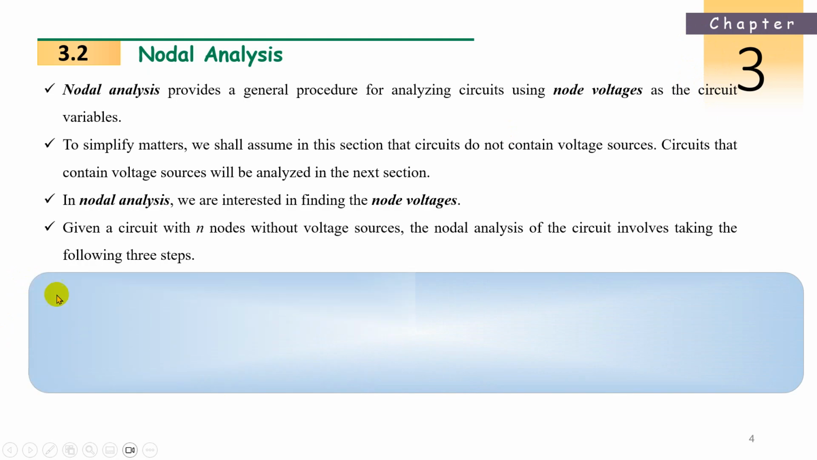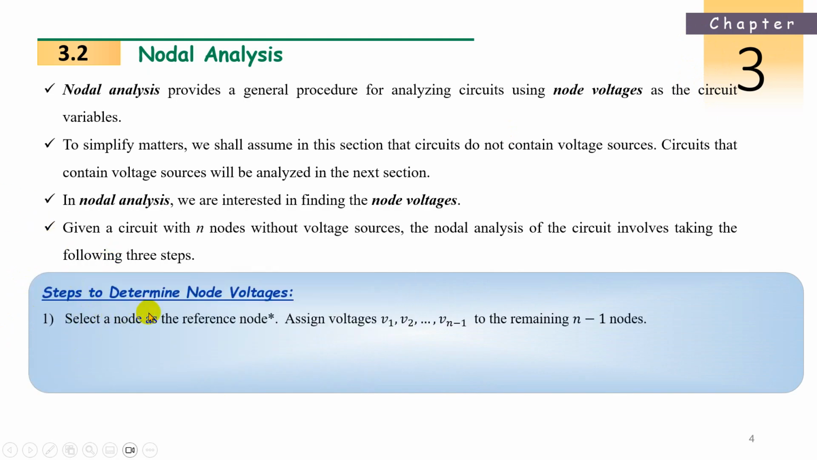We follow 3 steps. First one, select the node as a reference node. You can select it, or in the question it can be given. In the question, the ground node will be given, or you can select any node as a reference node, up to you. Generally, in the question itself, we will say this is a reference node, this is a ground.